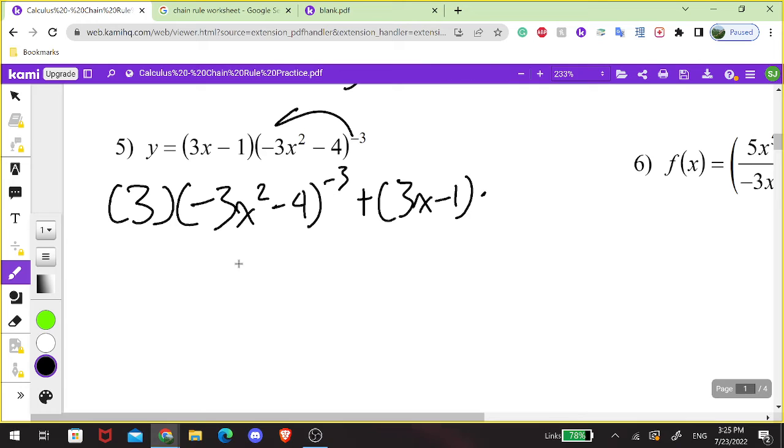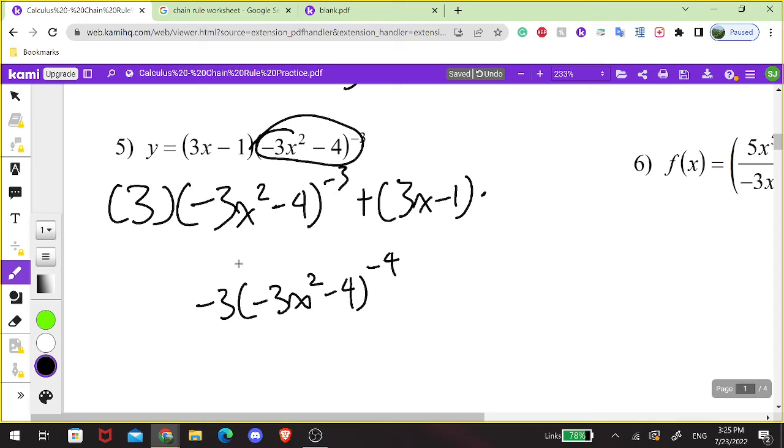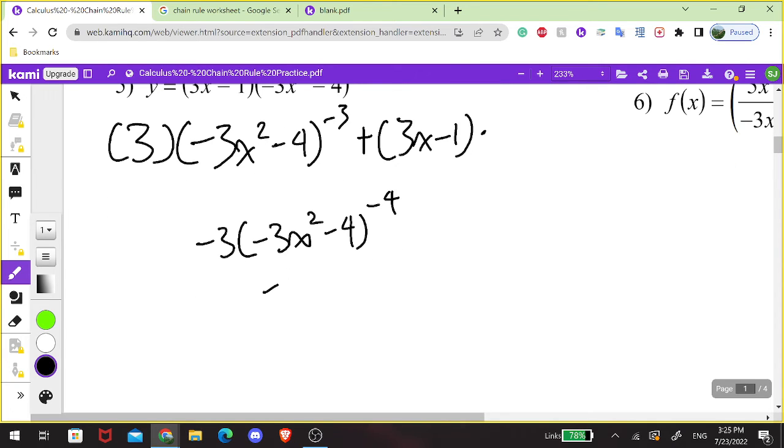We use power rule to bring this negative 3 down. It'll be negative 3 times negative 3x squared minus 4 to the negative 4th power. Negative 3 minus 1, negative 4. Okay, now that's only the first part. We still got to take the derivative of g of x, which in this case will be this inside thing, negative 3x squared minus 4. So when we take the derivative of this, it will be negative 6x minus 0, because the derivative of a constant is 0. So this will be this thing. Oh, I lied. It will be this multiplied by negative 6x.